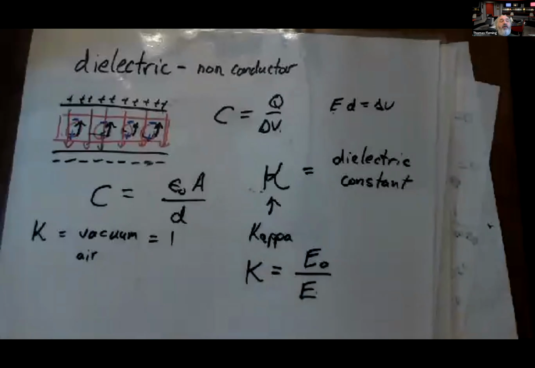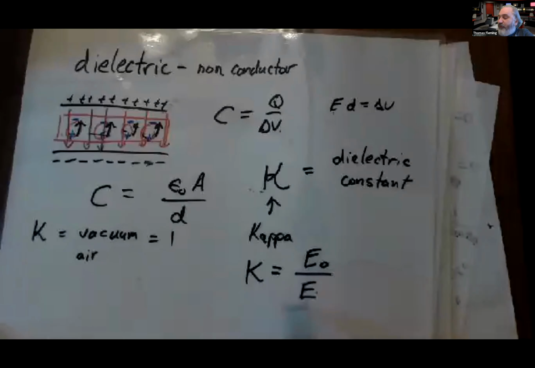For any other material, it will be larger than 1. And there's a chart in your textbook that lists the dielectric constant of lots of different materials. I think that a piece of paper, which is a non-conductor, has a dielectric constant of about 2 or 3. Deionized water has a dielectric constant of about 80. There are some ceramics that are often used in capacitors that have dielectric constants of 2 to 300.